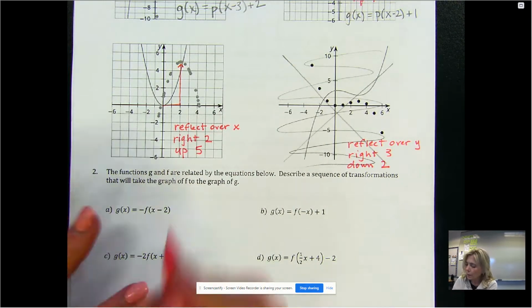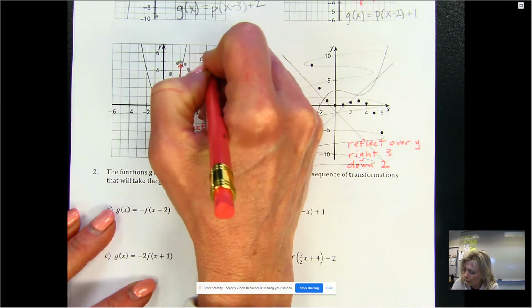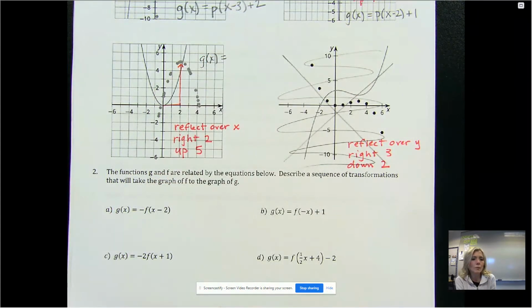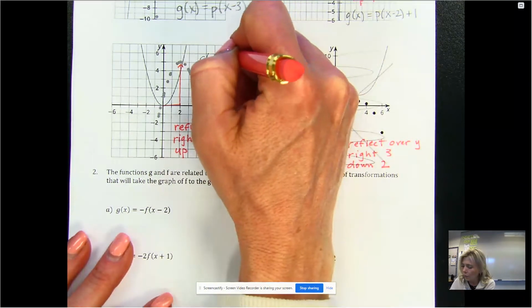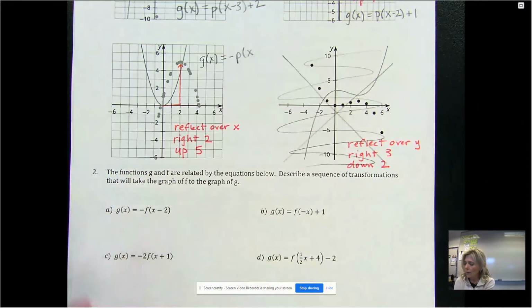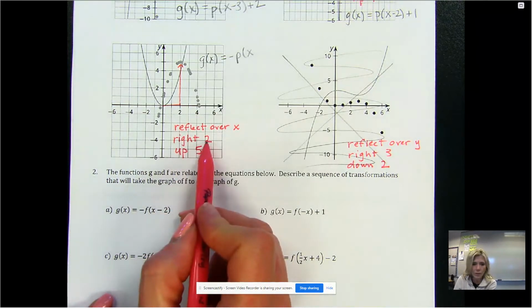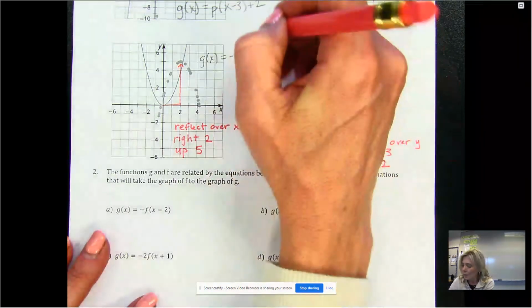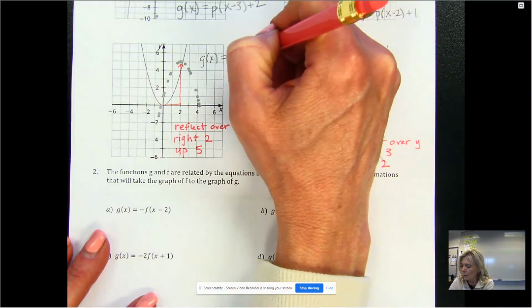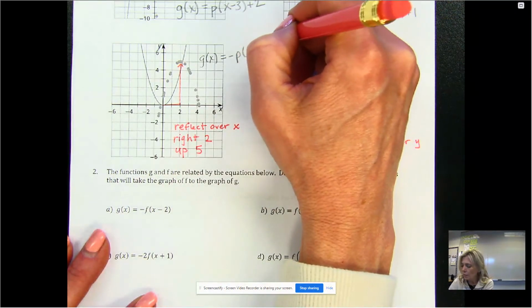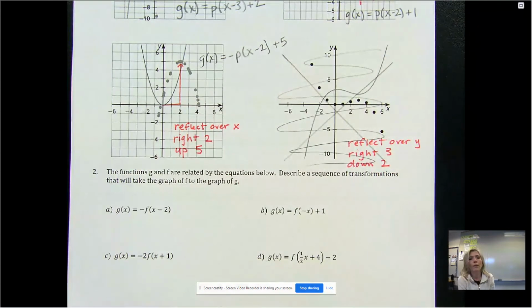So that means this will be G of x equal to, all right, so when we reflect over the x-axis, our negative goes in front of P of x. And then we have to go to the right 2. So again, it's like the opposite to what you would think. So instead of plus, minus, and then up 5, that's an output change, so plus 5 out there.